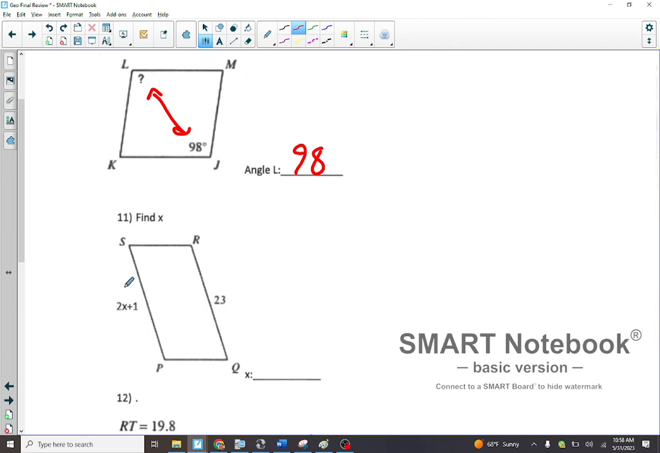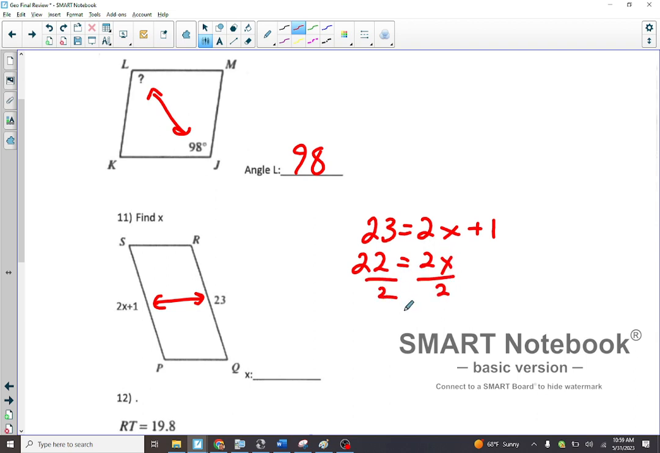Find x. 2x plus 1 equals 23. Because they're opposite sides of each other in a parallelogram, they must be equal. So 23 equals 2x plus 1. Subtract 1 on both sides. 22 equals 2x. Divide by 2 on both sides. X equals 11.